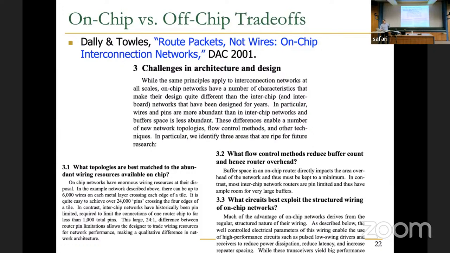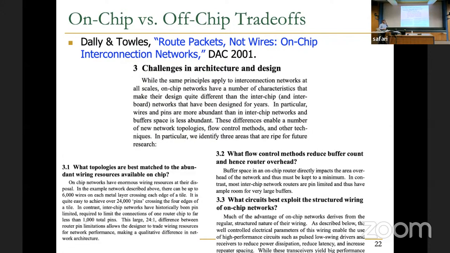So this is a paper that introduced on-chip networks. I would recommend reading it. It's probably on our reading list. I don't remember, actually. If it's not, we should add it. Geraldo, can you remember? And this is a bonus, clearly.